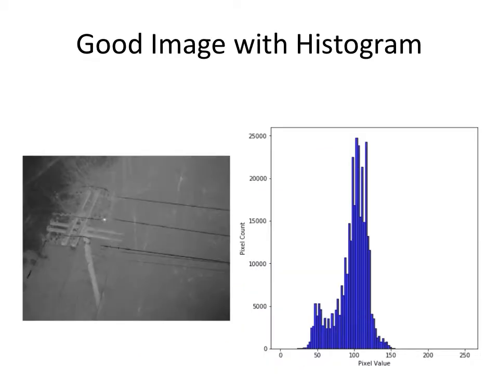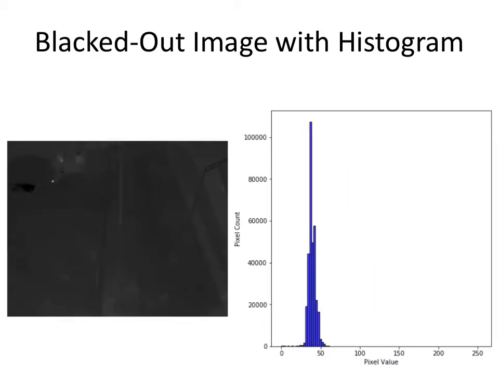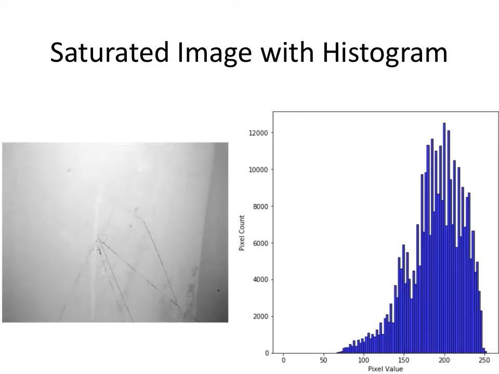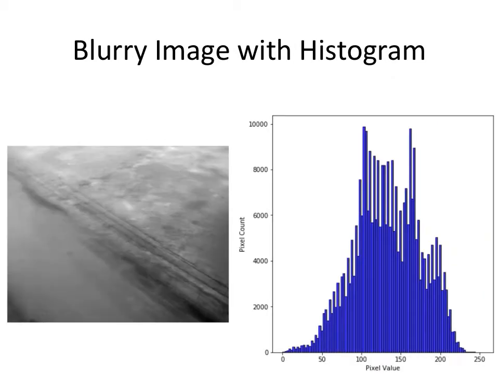So we'll start with a good image and its histogram. And you can see there's a hot spot on one of the connectors. But mixed in with those are some blacked out images. These are fairly easy to identify. The histogram is skewed to the left with the values highly concentrated. Saturated, with the image with the histogram skewed to the right a little bit. And then a blurry image with its histogram, a little bit tougher to differentiate from the good images.